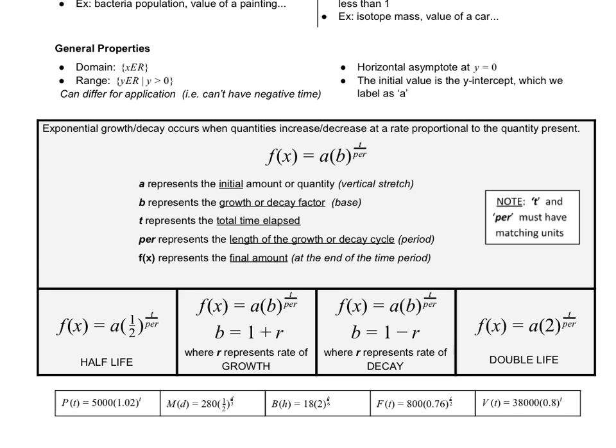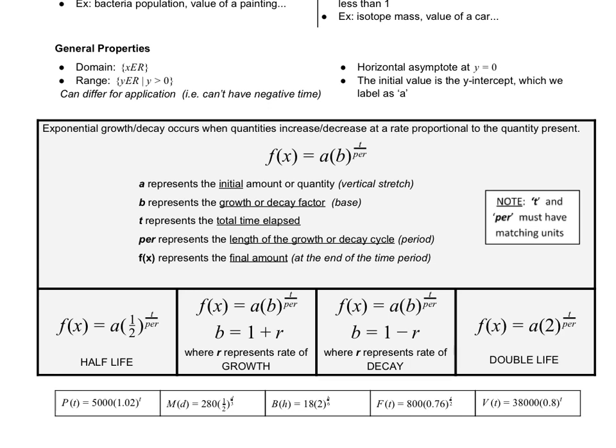So for example, if something is doubling every 5 hours, 5 would be the length of that growth cycle, and it would go in the denominator of that fraction. Now, something that's important is that your fraction, the t and the per, have to have the same units. And then finally, f(x) is the final amount.